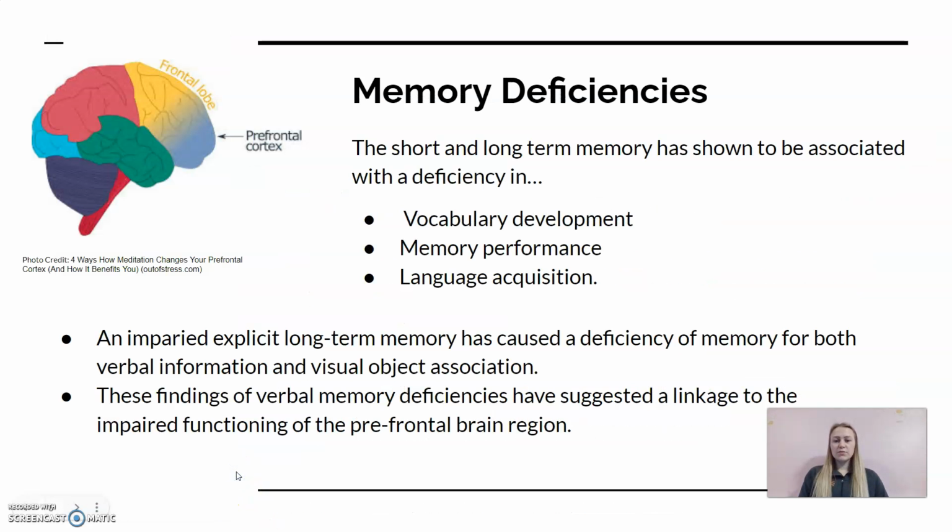Individuals who have Down syndrome have memory deficiencies, and short and long-term memory has been shown to be associated with deficiencies involving vocabulary development, memory performance, and language acquisition. An impaired long-term memory has caused deficiencies for verbal information and visual object association, and these findings have suggested a link to the impaired functioning of the prefrontal brain region. You can see where the prefrontal cortex is in that image above.